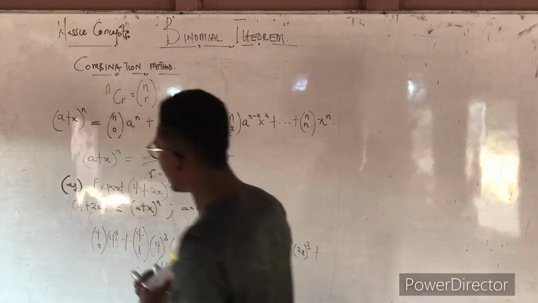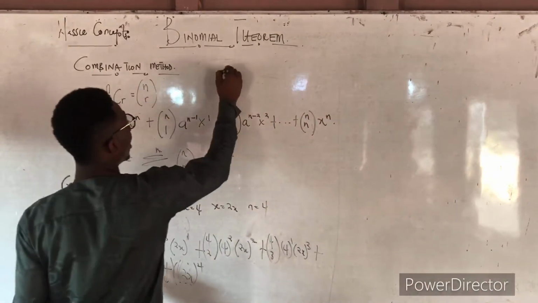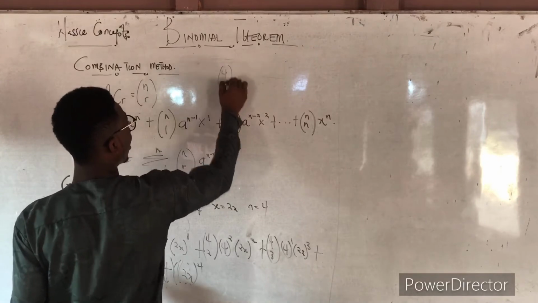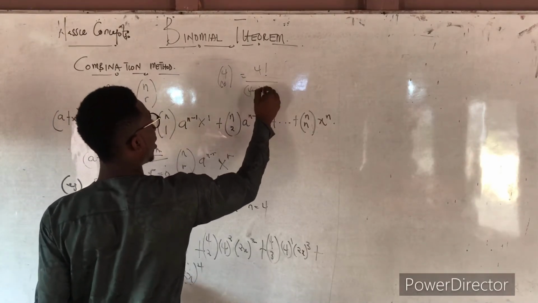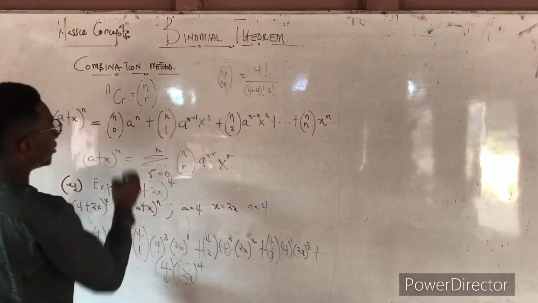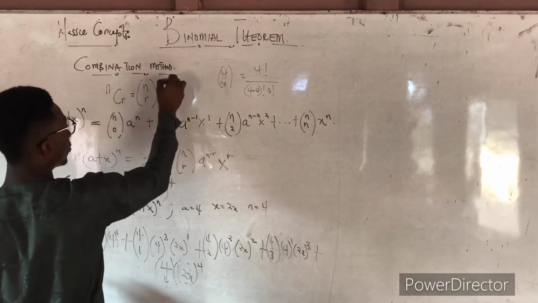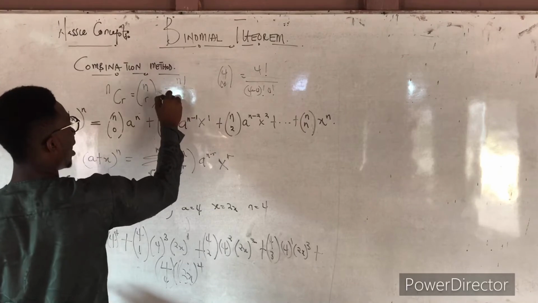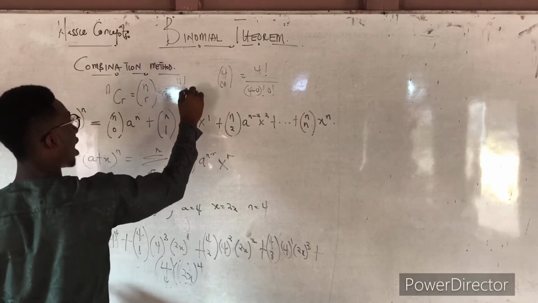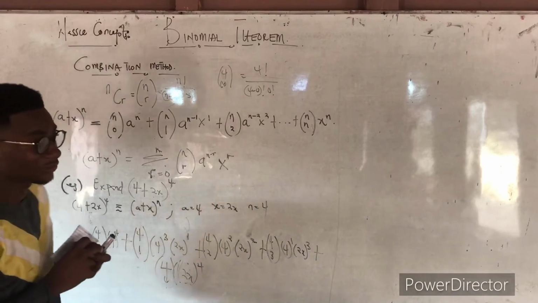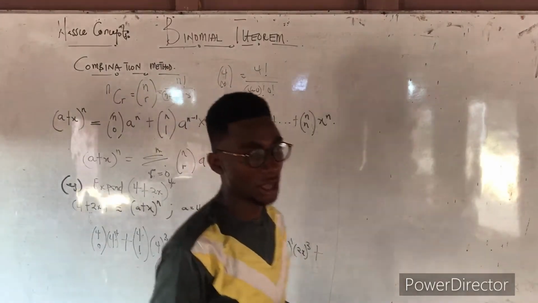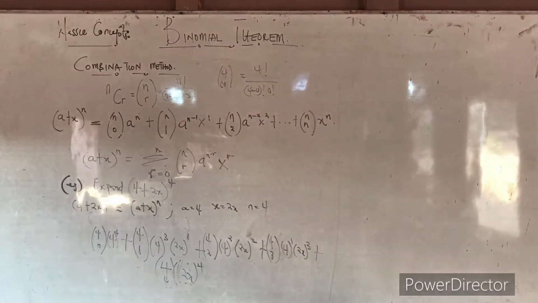Now when you do this, this is what you'll be getting. You know that the 4 combination 0 here simply means 4 factorial divided by 4 minus 0 factorial times 0 factorial, because the n combination r simply means n factorial divided by n minus r factorial times r factorial. That's why you'll be punching it on your calculator.